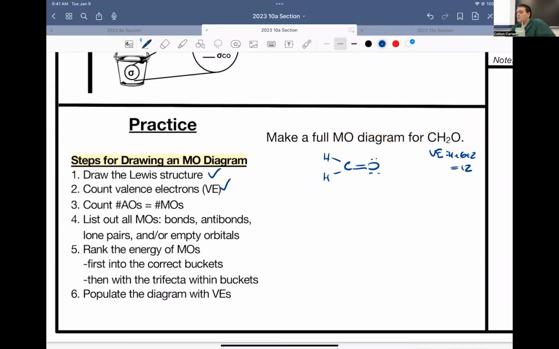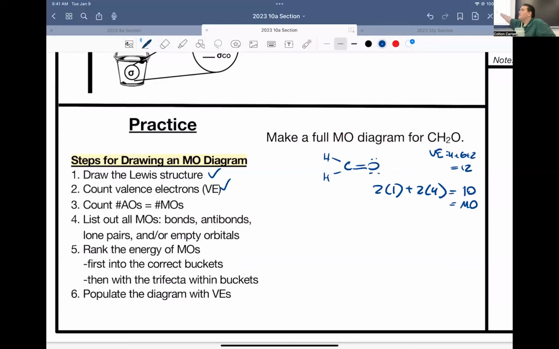Count the number of atomic orbitals to get the number of molecular orbitals. Well, so we have 2 hydrogens. So how many orbitals do we get from the hydrogens? 2 total. So 2 times 1. And then we have 1 carbon, 1 oxygen. How many orbitals do we get from each of those? 4. So we have 2 times 4. So you have 2 plus 8, we have 10 AOs. So that means that we have 10 molecular orbitals that we have to identify.